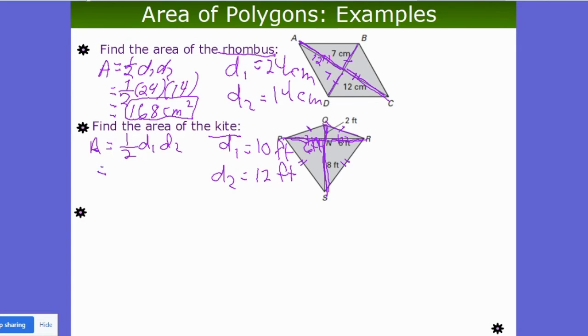So now I can substitute that in: 1/2 times 12 times 10, which is 60, I believe. And these are feet, so 60 square feet.